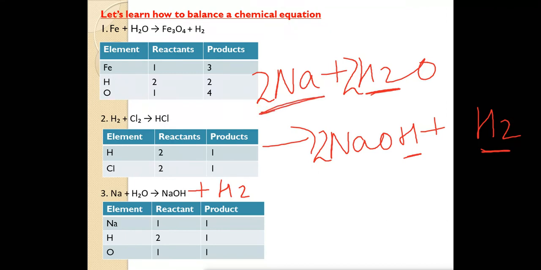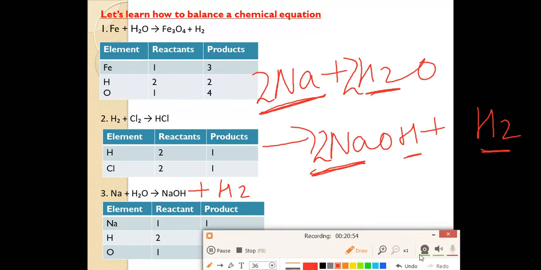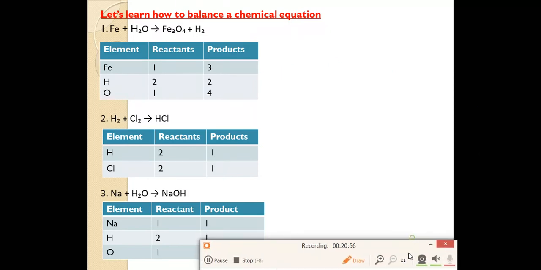दो atoms sodium के यहाँ भी हो गए, यहाँ भी हो गए. 4 atoms of hydrogen, 4 atoms of hydrogen on the product side, 2 atoms of oxygen on the reactant side, 2 atoms of oxygen on the product side. So I hope you all have understood this reaction.